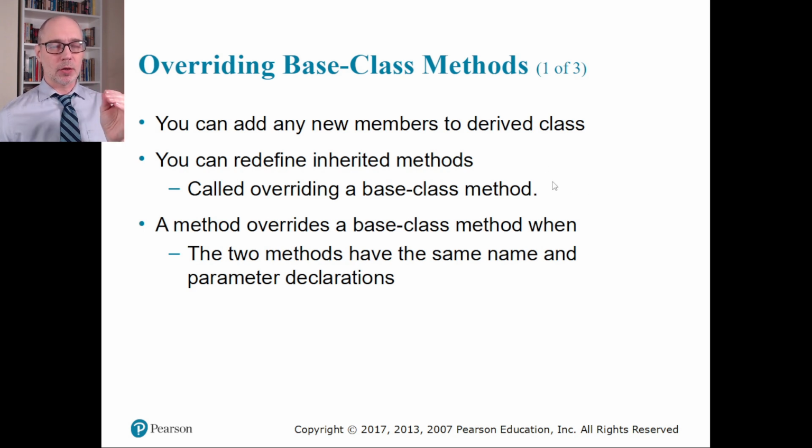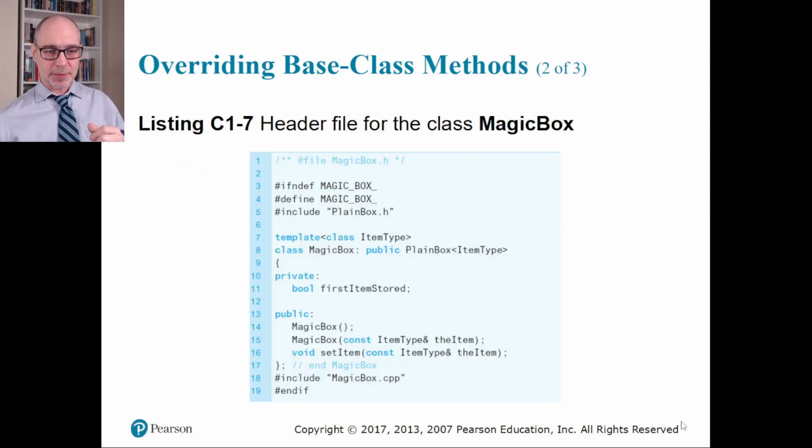So if for some particular purpose you don't like how get item works for toy boxes, you could redefine that to work a different way than it did in plain box. So this is called overriding a base class method. And technically a method overrides a base class method when the two methods in the two separate classes have the exact same name and the exact same parameter declarations, or what I would say the exact same signature. That's what we call overriding. So let's take a look at when you might want to do this.